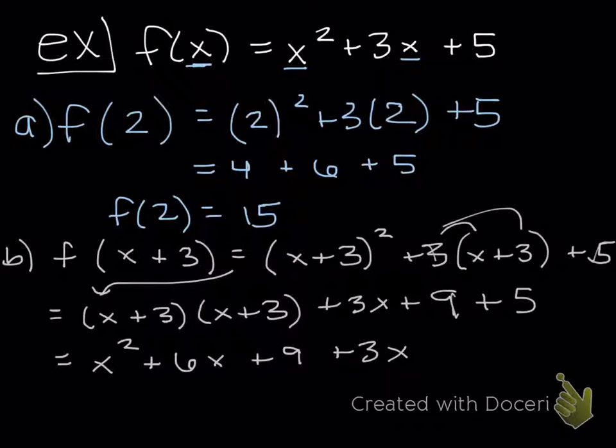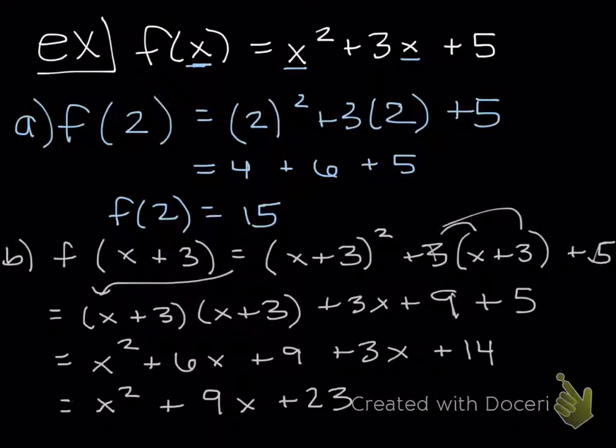And then I need to combine like terms. I can add this 9 and 5, and I can say it's 14. Nothing is going to combine with that x squared. My x terms, 6x and 3x, is 9x. And then 9 plus 14 will be 23. So when I input this x plus 3, notice if I input anything with an x in it, my output will also have an x with it. So my final answer is x squared plus 9x plus 23.